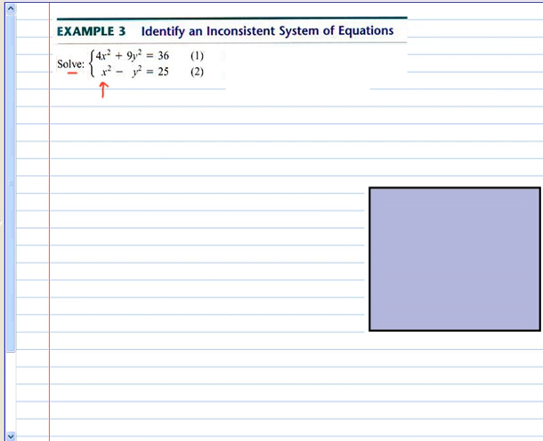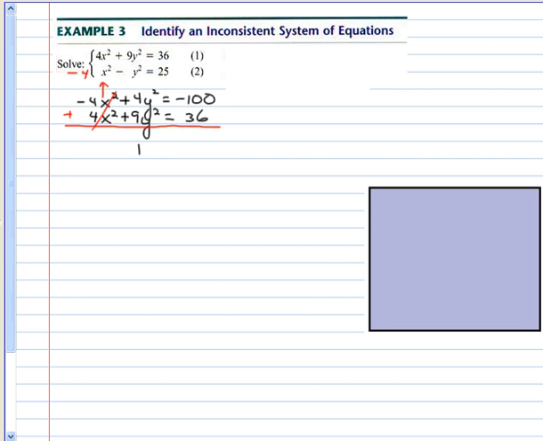I could multiply this bottom one by a -4, and that would allow those x's to eliminate. So -4 times that bottom equation: -4x squared plus 4y squared equals -100. First equation I didn't need to change at all, so I'm just recopying it. And then we'll add these 2 equations together. It eliminates those x squared terms.